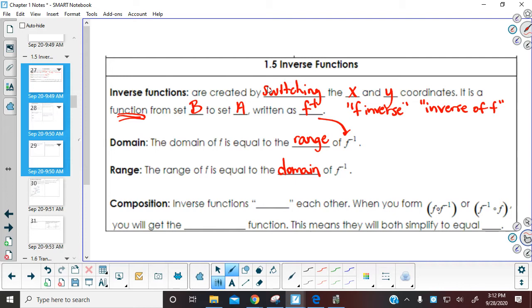The last piece here is going to be used to verify that what we are coming up with is indeed an inverse function. And so the key is that inverse functions undo each other. In other words, when you do the composition, so you plug your original f function into the inverse, or you plug the inverse into your original f, either way, you're going to get what's called the identity function. And all that means is that when you do the composite, they are both going to simplify to equal x. Okay? So we're going to do a couple examples that are fairly basic to start, and then we're going to work to get a little bit more difficult.